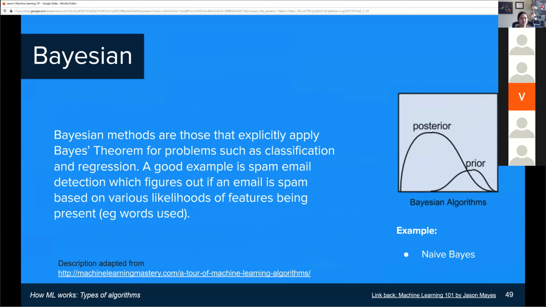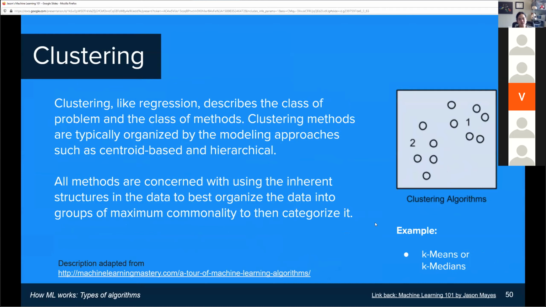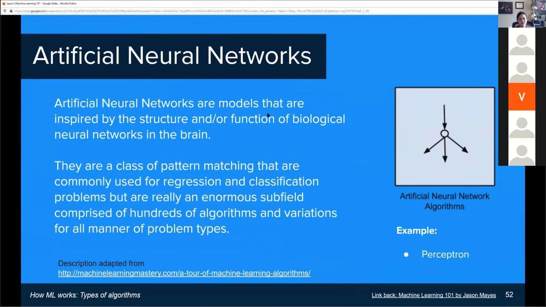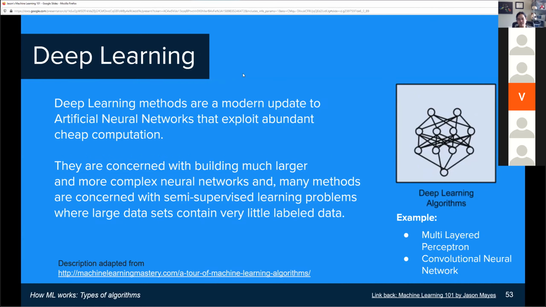Oh, Bayesian. So Bayesian was Gaussian naive Bayes. Gaussian means you have that normal distribution. And then again, I don't remember, probability of B given A is equal to probability of A given B times probability of B over probability of A, or something along that line. Clustering, association rules, artificial neural networks, deep learning, convolutional neural networks, and multi-layered perceptron.